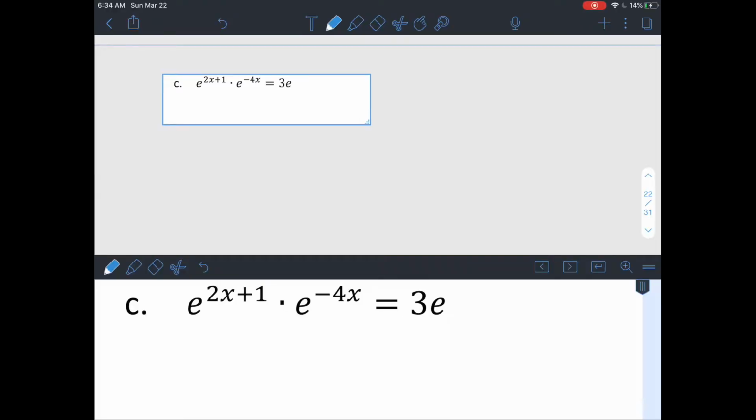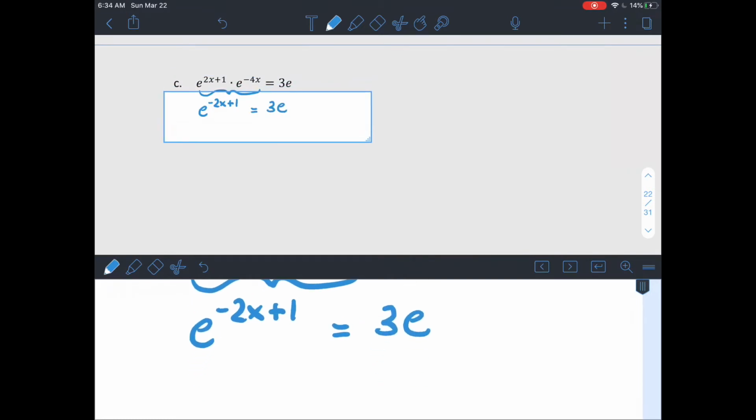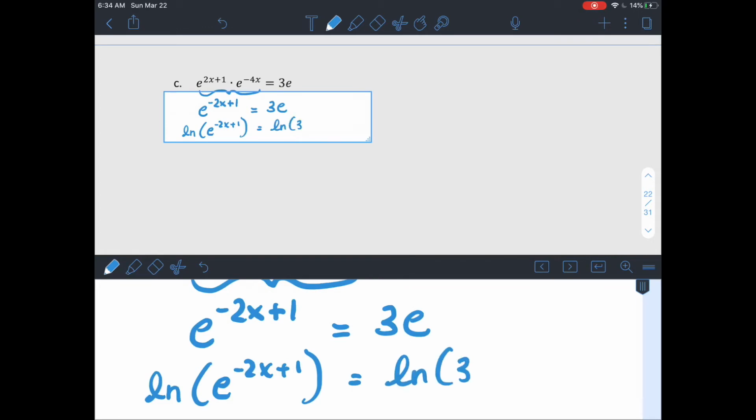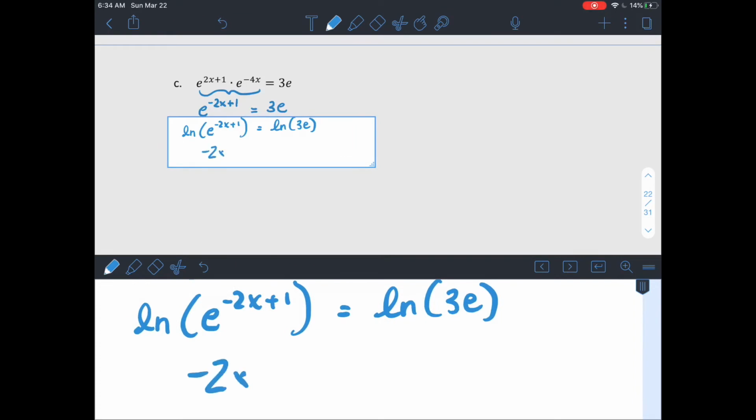This one involves a lot of e's, which look kind of scary. The main thing is there are two exponential functions. We want to combine them first, so add your exponents together and make that e to the negative 2x plus 1 power. Then it's a single exponential, which we can undo by taking natural log of both sides, since natural log is log base e. Those are going to undo each other on the left. You'll get your exponent of negative 2x plus 1 back.